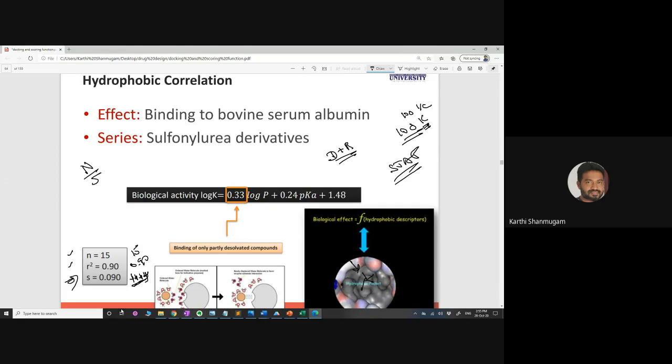If you apply this n by 5 rule, 15 by 5 is equal to 3. So that is the maximum number of descriptors we can use. It's a rule of thumb, so no need to follow this strictly. It gives some kind of guideline. The maximum number of descriptors that we can use in this equation is 3. Can you tell how many descriptors were originally used in this equation?